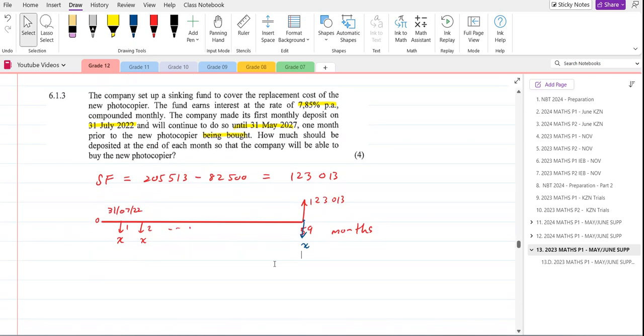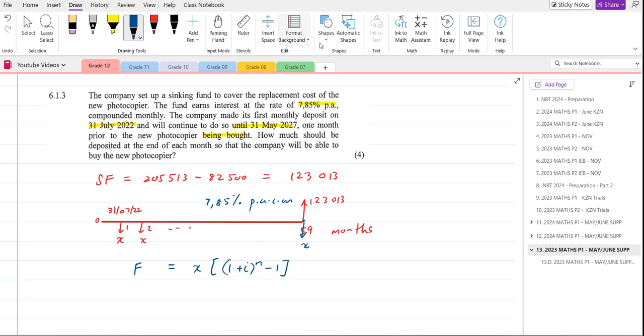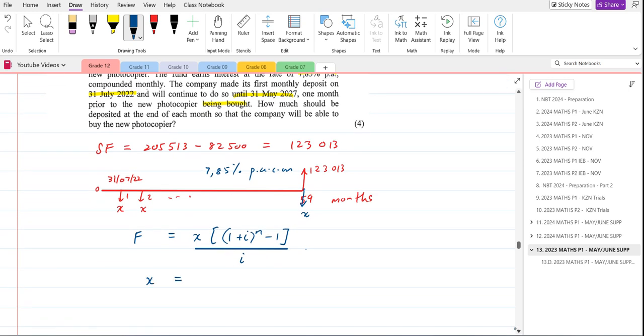We're going to use the future value formula, 123,000. Remember the interest rate is 7.85% per annum compounded monthly. So we're going to use the future value annuity formula, which is x into ((1 plus i) to the power n minus 1) all over i. We're going to solve for x. X is equal to F times i over the bracket. Let's fill in the values. What's the future value? 123,013.